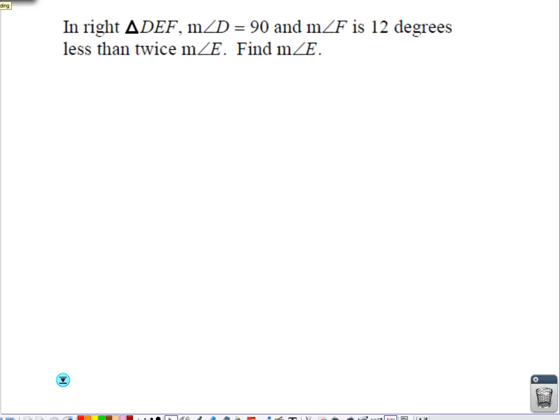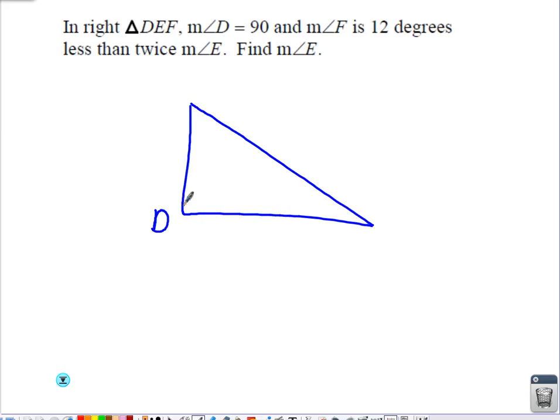In right triangle DEF, the measure of angle D is 90 degrees. Let's draw it. Measure of angle D is 90 degrees. The measure of angle F is 12 degrees. And, ooh, no it's not. Let's try that again. Let's read the whole thing before we start drawing stuff out. The measure of angle F is 12 degrees less than twice the measure of angle D.